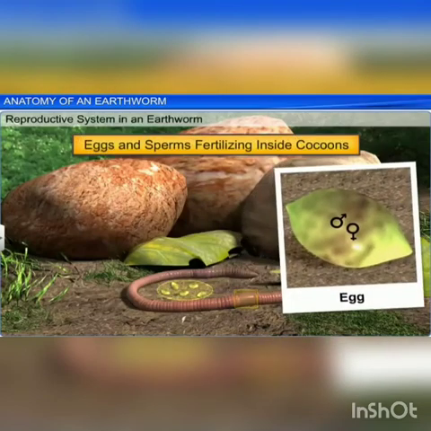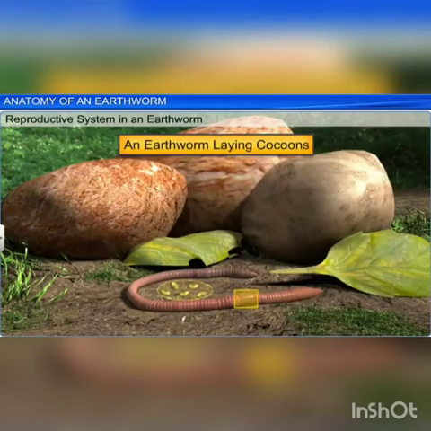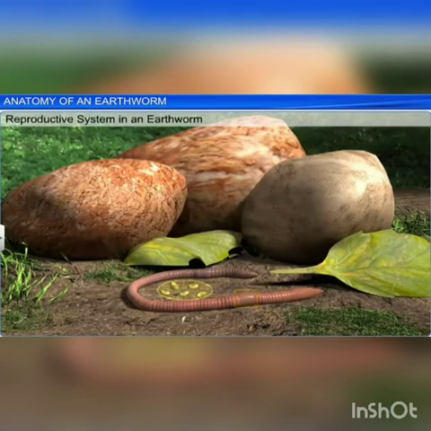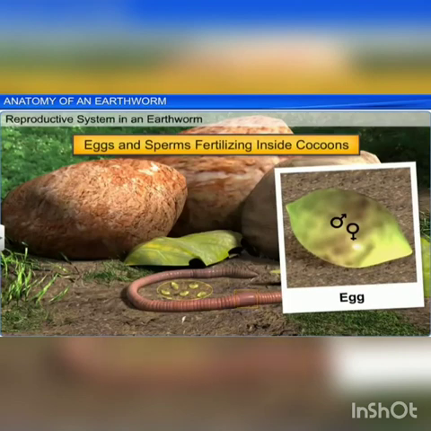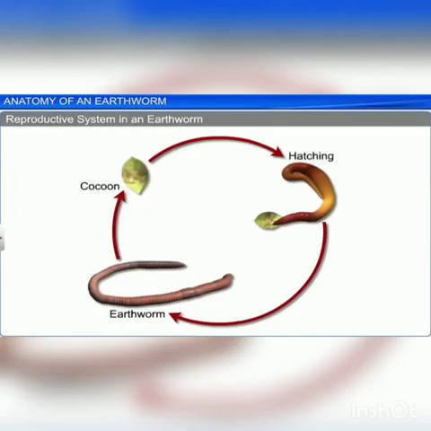Okay? So fertilization and the development occurs within the cocoons. Where do fertilization and development take place? Inside the cocoon only. Okay, which are deposited in the soil. After 2 to 3 weeks, each cocoon produces the baby earthworm. The development is direct and no larva is formed during this development.